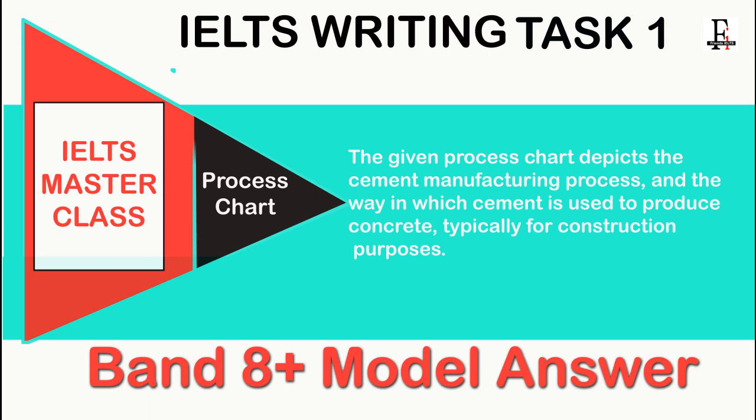Let us start. First of all, if you receive a question related to cement and concrete manufacturing, the first line that I would recommend could be: The given process chart depicts the cement manufacturing process and the way in which cement is used to produce concrete, typically for construction purposes. Once again, the given process chart depicts the cement manufacturing process and the way in which cement is used to produce concrete, typically for construction purposes.